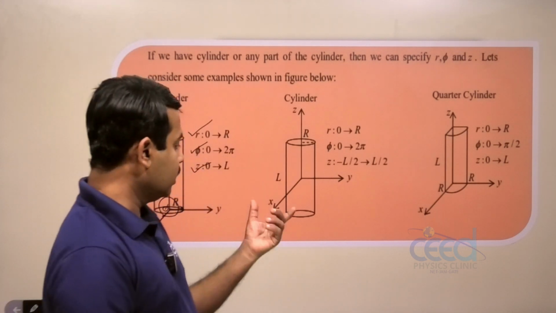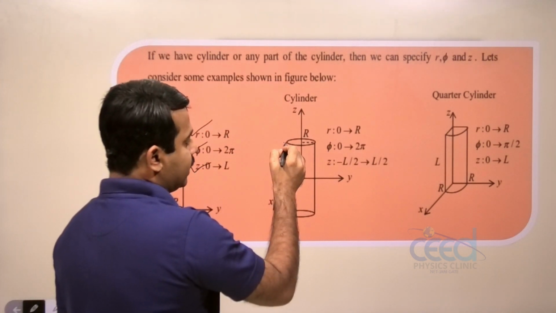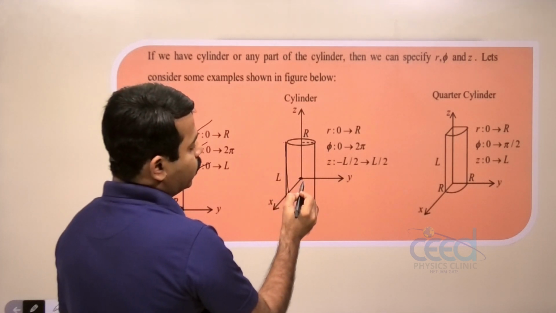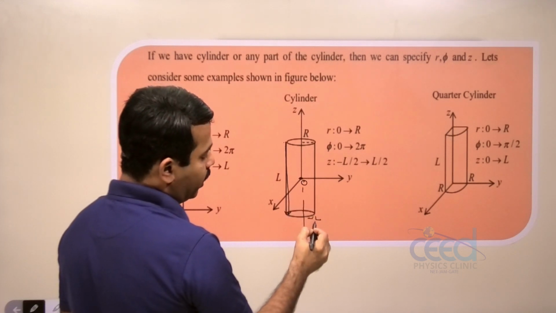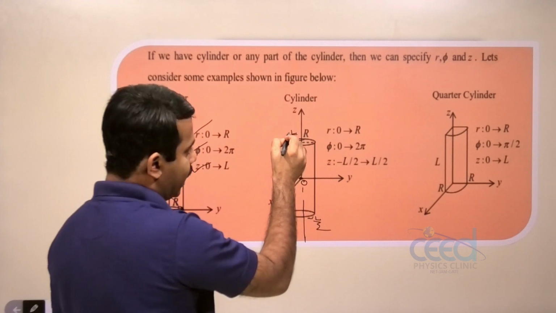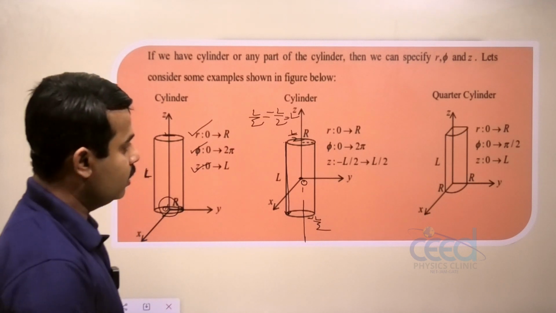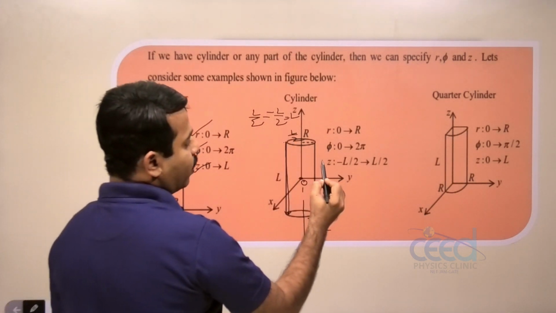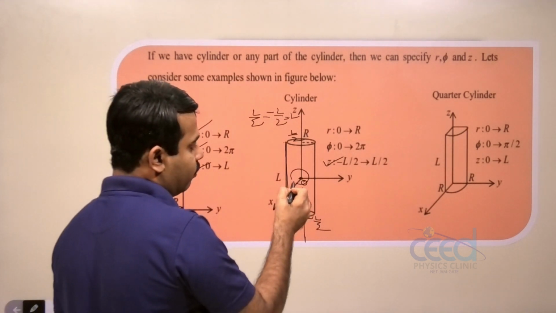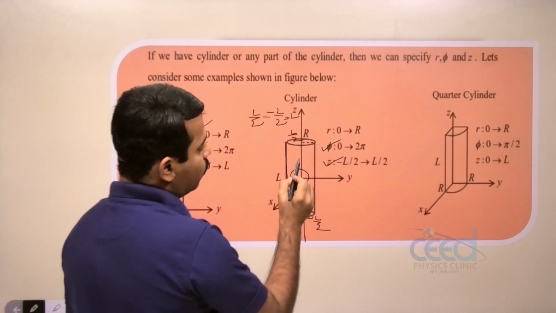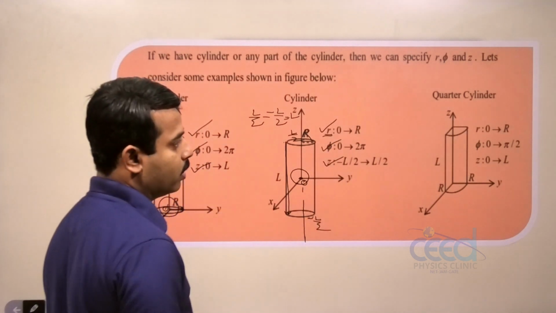So z is varying from 0 to L. Now in the second case, you see here I chose a cylinder of length L. So here, if I choose 0, to get L, this part should be minus L by 2 and this part should be L by 2. Then only L by 2 minus minus L by 2 is equal to L. So z is varying from minus L by 2 to L by 2. Phi has no change, phi is varying from 0 to 2 pi. The radius is already given, so the r coordinate is varying from 0 to R.